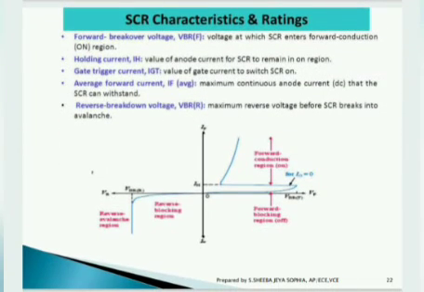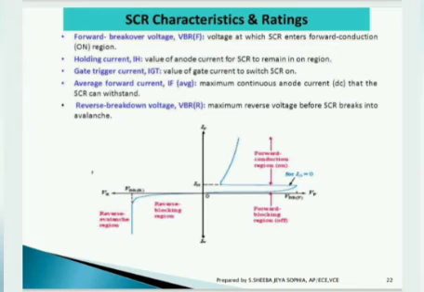Moving to the characteristics and ratings of SCR, you can see the IV, that is current to voltage characteristics, IF to VF, where the forward conduction region is clearly marked for IA equal to 0. There is no conduction, and it starts conducting after the breakover voltage. The forward blocking region is also given. Forward breakover voltage is the voltage at which the SCR enters the forward conduction on region.